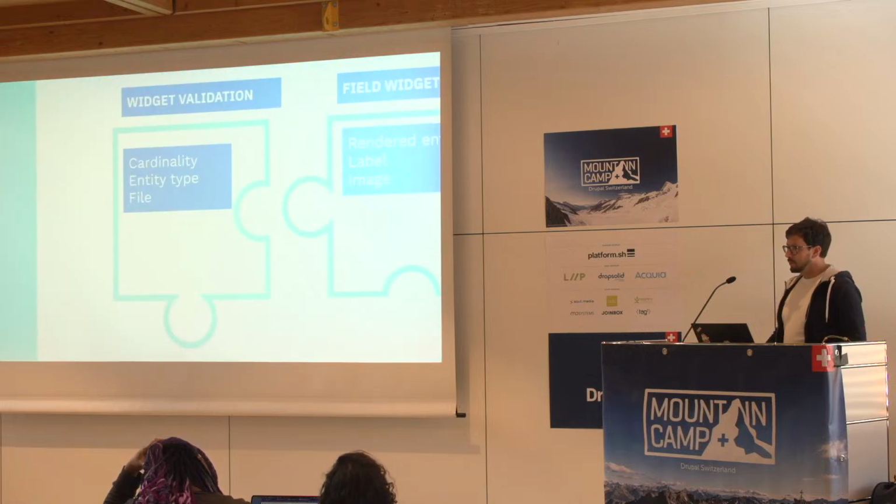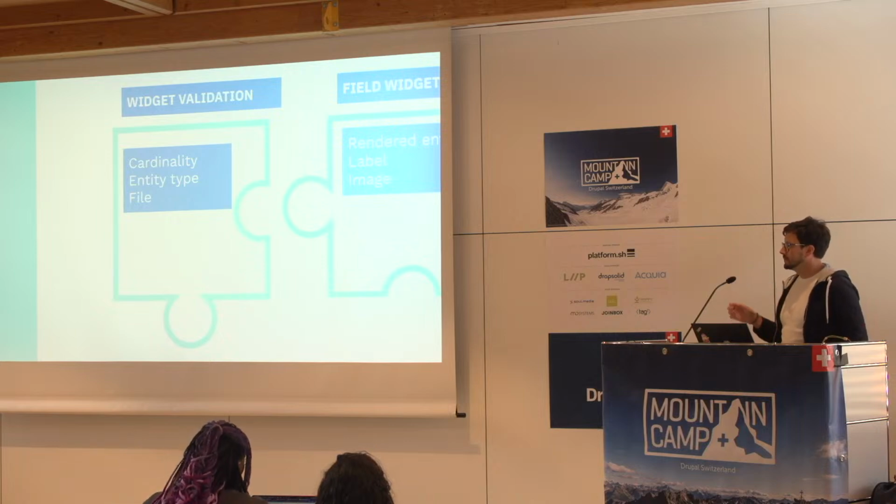Then an even more obscure one, the validation widget. This plugin defines ways to validate the submission. So it can be like the cardinality one, which checks how many things you selected or uploaded. The entity type one checks if in fact you created the right entity type.